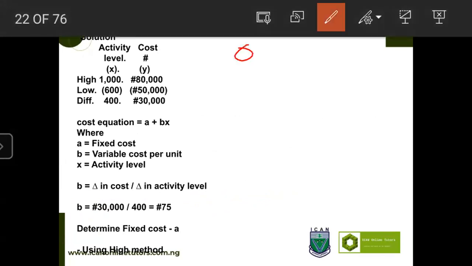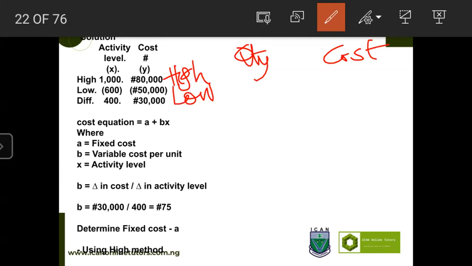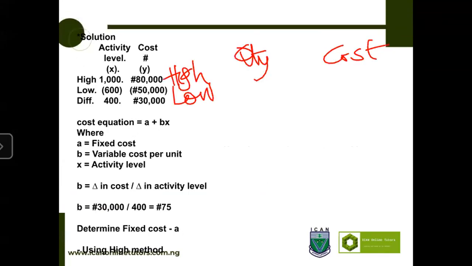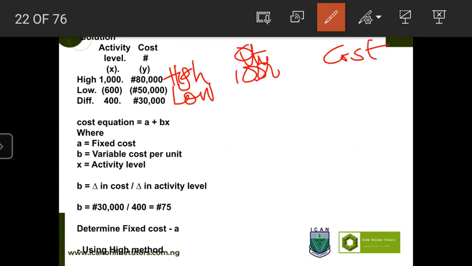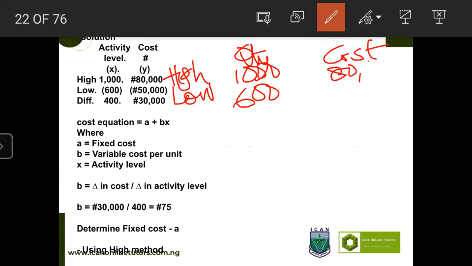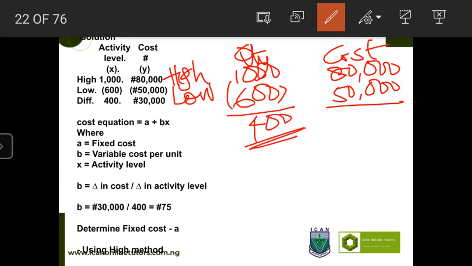I've divided it into the quantity and the cost. Let me have my high here and my low here. What is the highest quantity, the highest number of students? 1,000. The lowest number of students, 600. What about the cost? 80,000 and 50,000. So what is the difference between the two? 1,000 minus 600 will give you 400. This is quantity. For cost, it will give you 30,000.